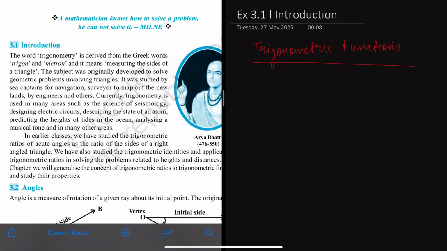So, a quick introduction. The word trigonometry comes from two words. One is trigon and the second is metron. Trigon means triangles and metron means measuring. So this means measuring the sides of triangles. This is how the word trigonometry came into existence.